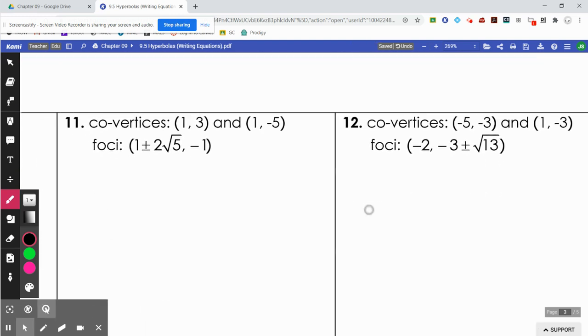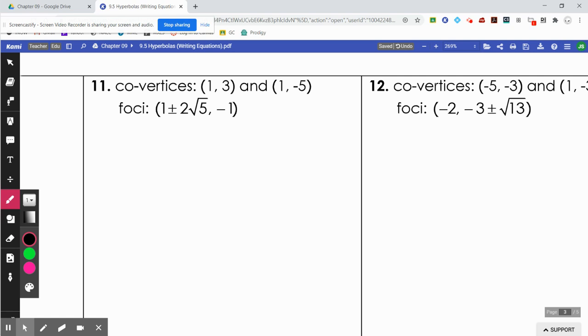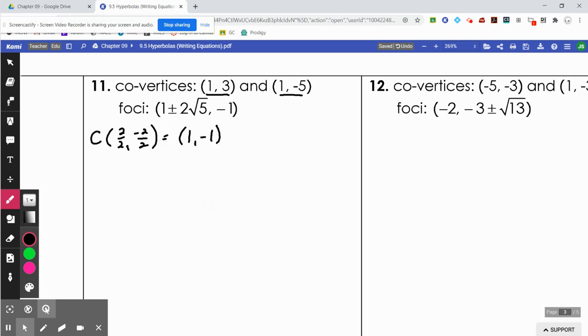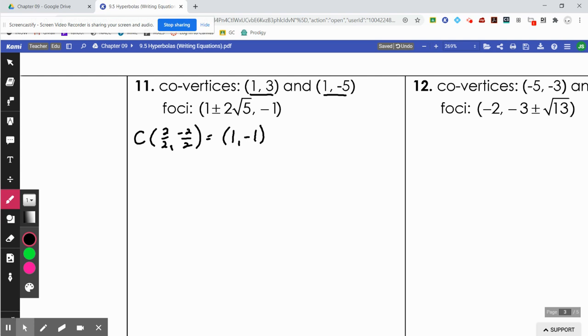Okay, number 11. The center is going to be the middle of your co-vertices, is one way we can find it here. So the middle of this, add your x's and divide by 2, add your y's and divide by 2. The center is going to be located at (1, -1). The co-vertices now. Co-vertices will tell you if it's horizontal or vertical. (1, 3) and (1, -5) are vertical of each other.